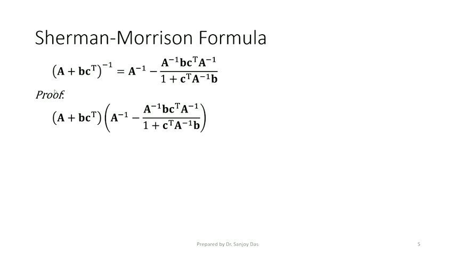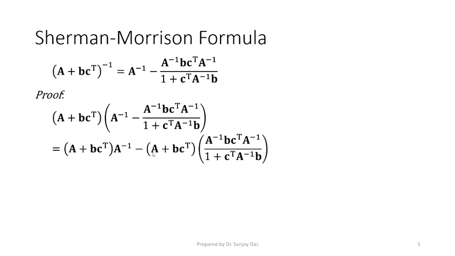I pre-multiply both sides by A plus BC transpose. So on this side, I'll get the identity matrix, right? This is the right-hand side. Right-hand side is equal to this. And then I open up this parenthesis. I get A plus BC transpose times A inverse, negative A plus BC transpose times this whole thing.